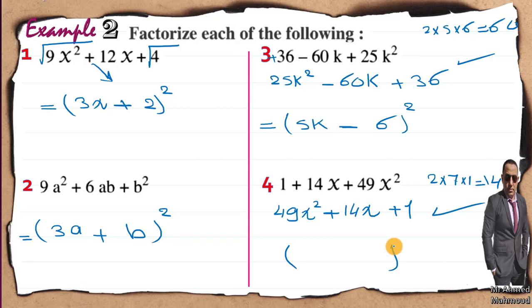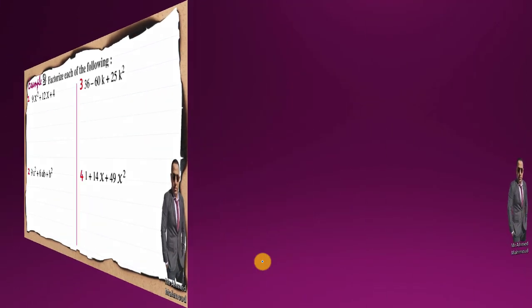I'm going to open a bracket to the power of 2, drop down the middle sign, and take the square root of the first, which is 7x, and the square root of the third, which is 1. I see this is a very easy way to factorize.